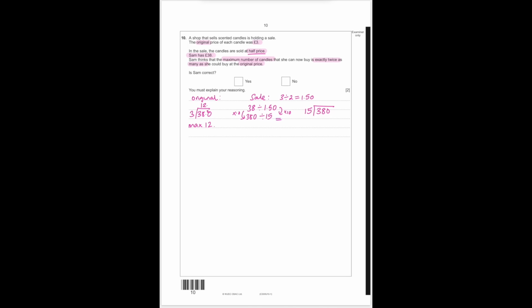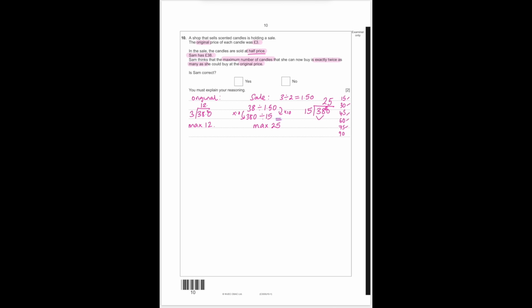So 15's into 380. So that's 15, 30, 45, 60, 75, 90. 15's into 38 is 2, remainder 8. 15's into 80, 1, 2, 3, 4, 5. There'd be a remainder, but again, I'm not going to continue because we can't buy point something of a candle. So in the sale price, she could buy max 25.